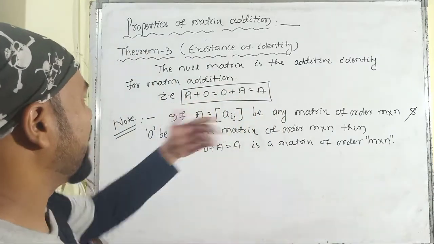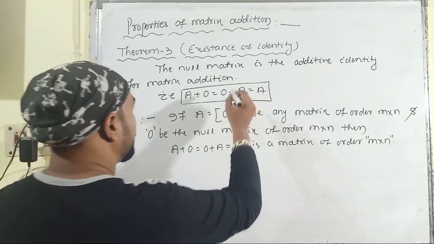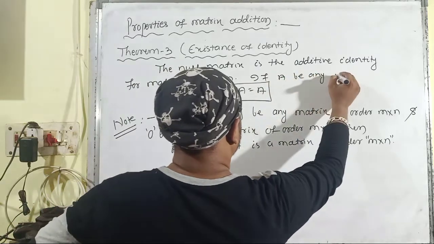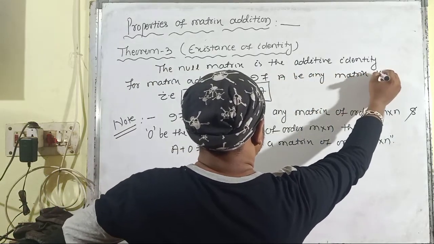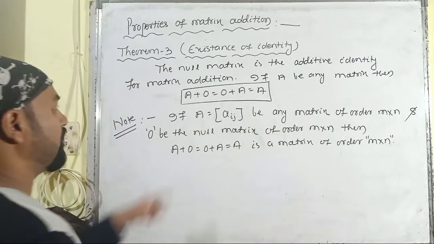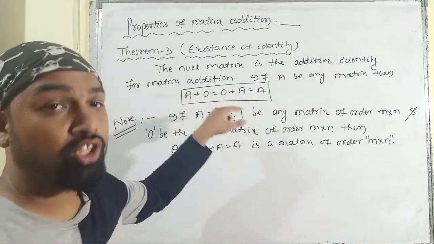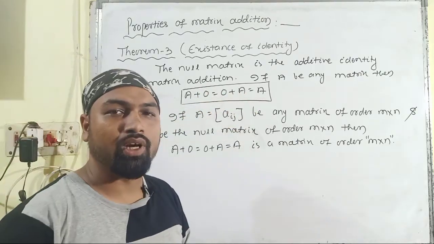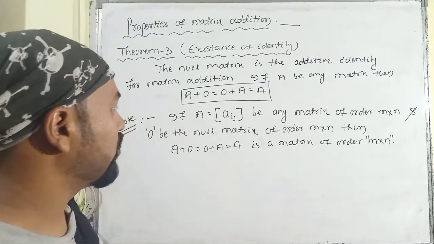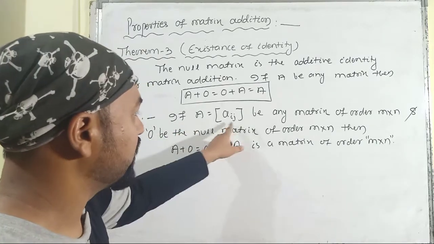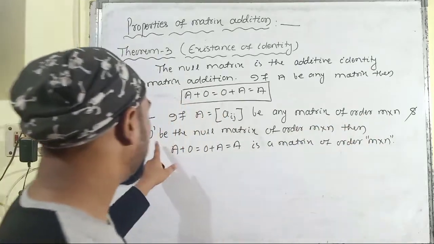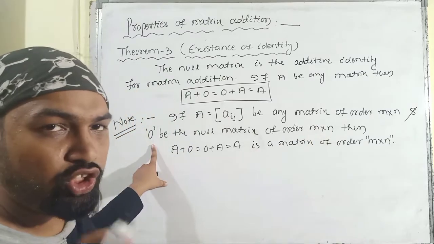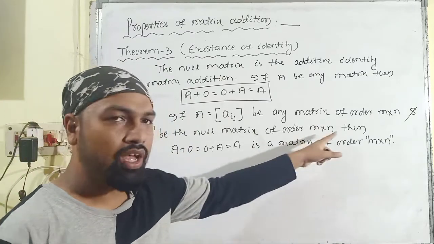That is, if A be any matrix, then A plus 0, that is A plus the null matrix, is equal to the null matrix plus the given matrix A, gives us the same matrix A. If A is the compact form A_ij, any matrix of order m cross n, and the null matrix is also of the order m cross n, then it is also called the zero matrix. Zero matrix is a null matrix of order m cross n.